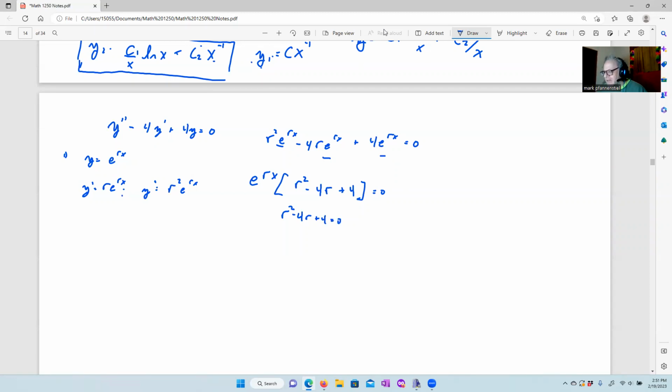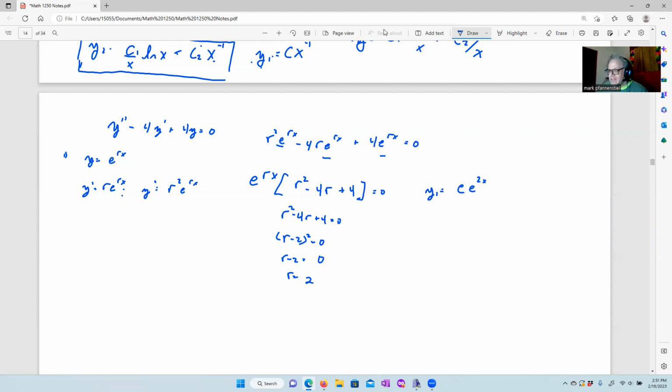You guys can factor this. This is going to be r minus 2 squared equals 0. And then take the square root of both sides. We get r minus 2 equals plus or minus 0, just 0. So r is equal to 2. One solution we're going to have is y1 equals c e to the 2x.